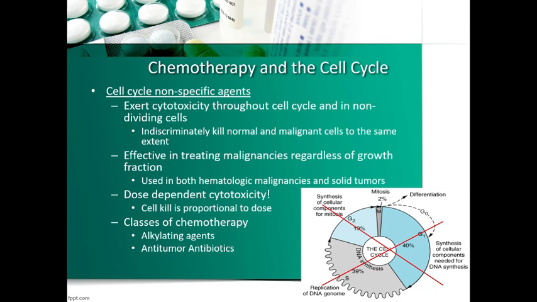Okay, these are dose-dependent cell kill agents. So the bigger the dose, the more likely we are to kill more cells. Okay, so it doesn't matter if the cell's in the cell cycle or not. If these drugs come into contact with the cell, it will likely kill them. We have two major classes, alkylating agents and then our anthracyclines.